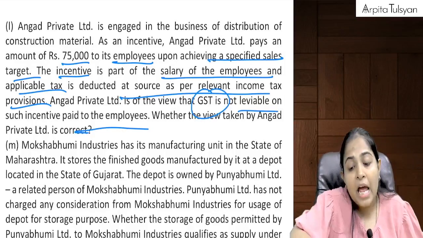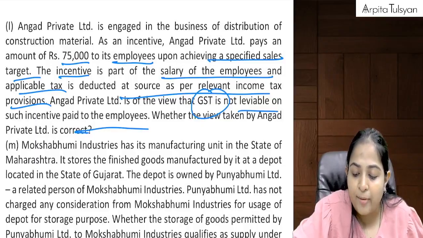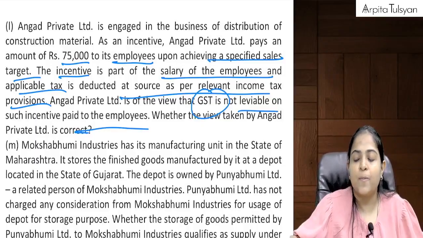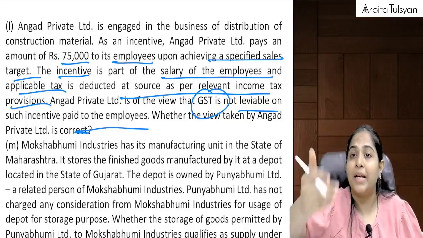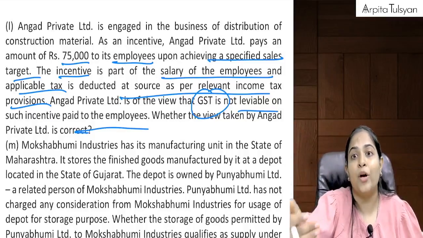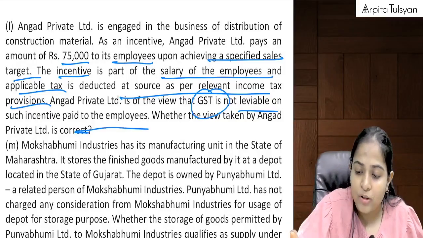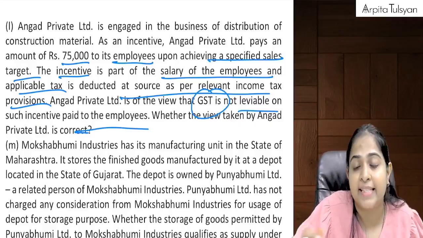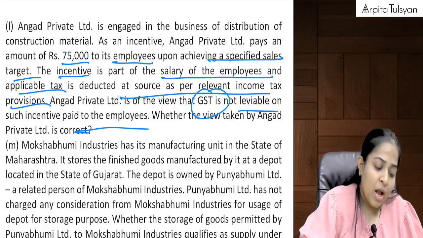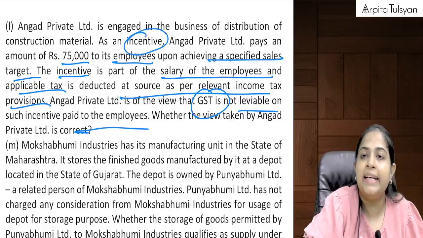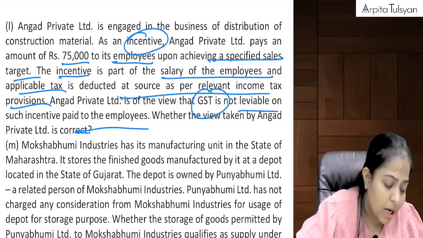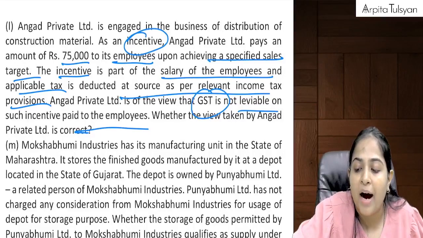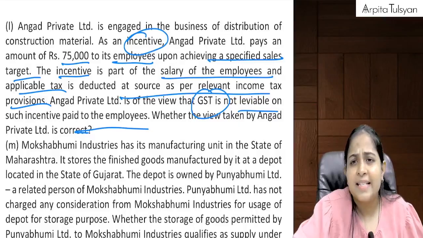Answer is correct, because we have already studied this in schedule number 3, that any services which is provided by an employee to the employer in the course or in relation to employment is considered as non-supply, except for gift exceeding rupees 50,000. Now this is not a gift, this is an incentive which will come under allowances or perquisites, which is forming part of salary only.